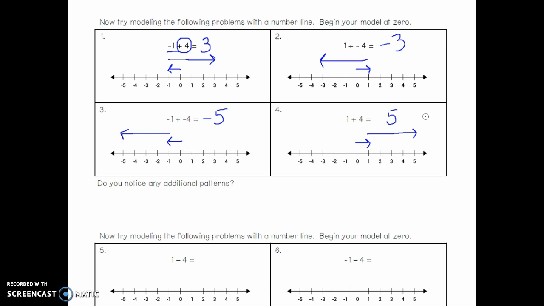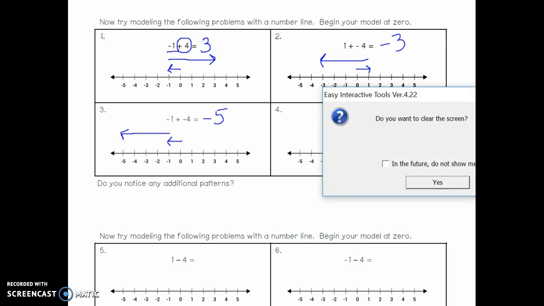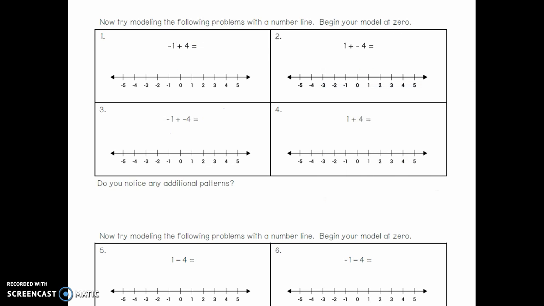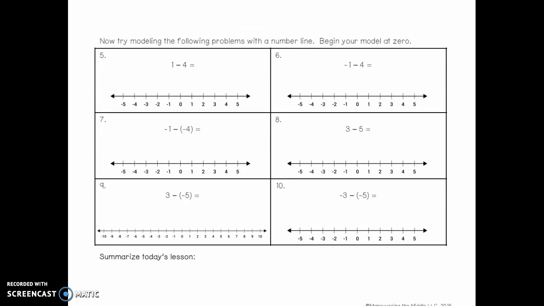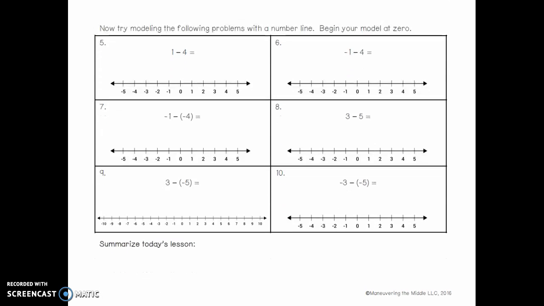We're going to move down a little bit further. I'm going to clear the screen, so make sure you have all of this. It says, now try modeling the following problems with the number line. Begin your model at 0. Actually, we're going to pause here because it's been 11 minutes and I don't want to bore you. We were going to do this on the computer.